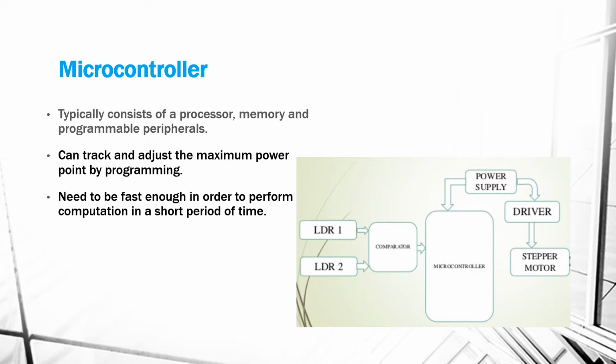A microcontroller is designed to track the maximum power point with a processor, memory, and programmable peripherals. Two light-dependent resistors will measure the intensity of light with the help of a microcontroller. By comparing different light intensities, the solar panel can rotate and absorb the best light intensity, and the microcontroller can therefore track and adjust the maximum power point.